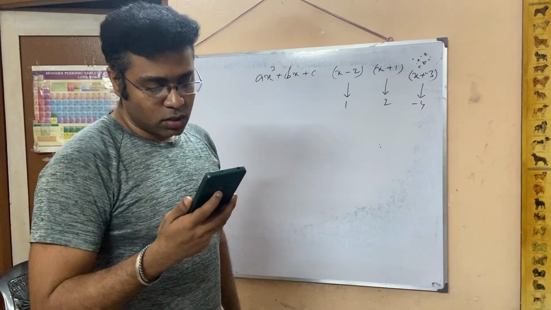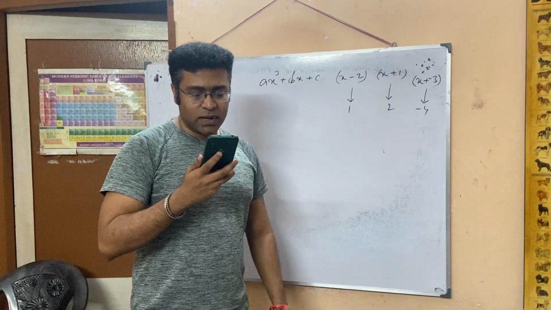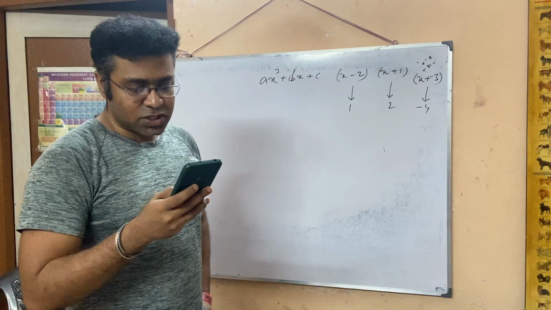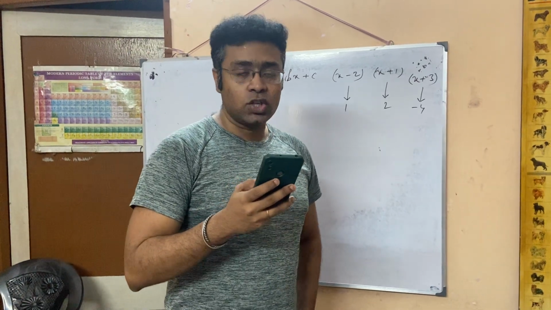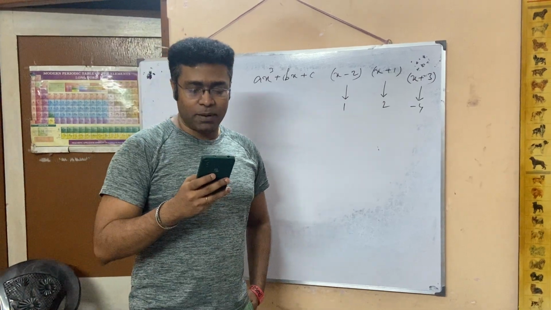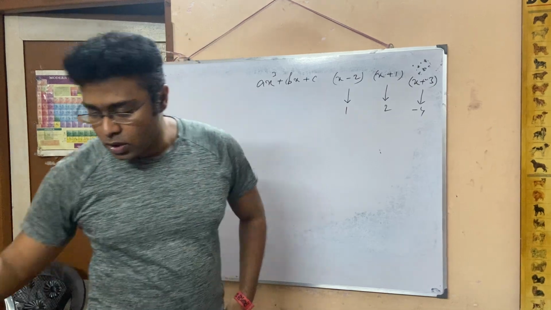Okay, the sum is: when f(x) = ax³ + bx + c is divided by x − 2, x + 1, x + 3, the remainders are 1, 2 and 4 respectively. Find the numerical values of a, b, c and determine the values of x for which f(x) = 0. So this is the sum.